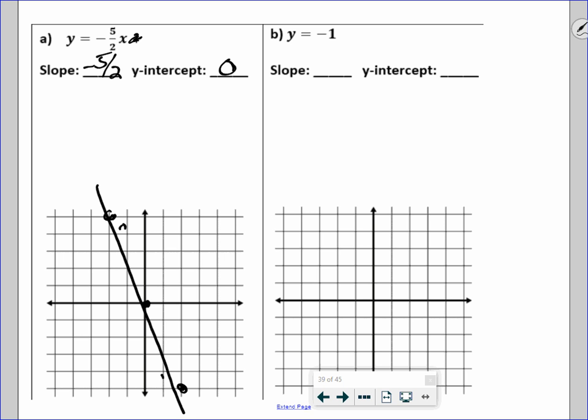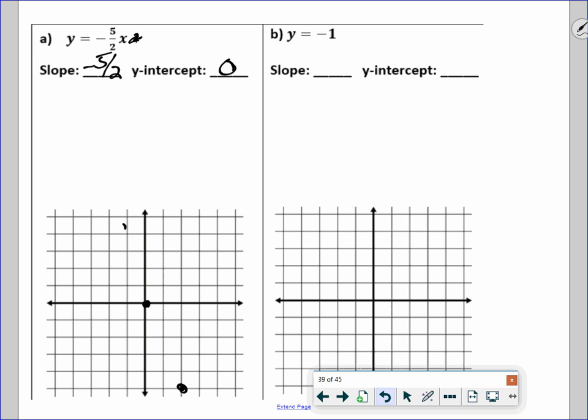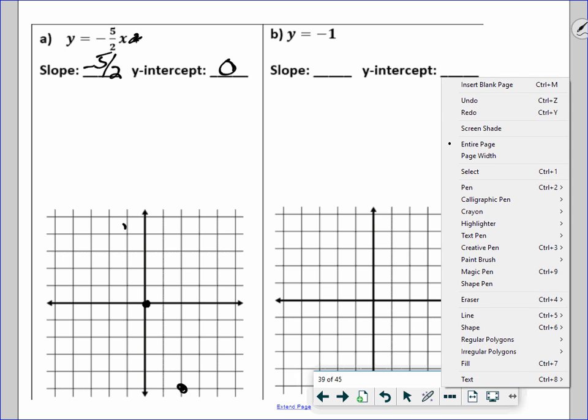Ooh, that's an awful line. I do not approve of that line. We are going to undo that. And I am going to get a straight line.